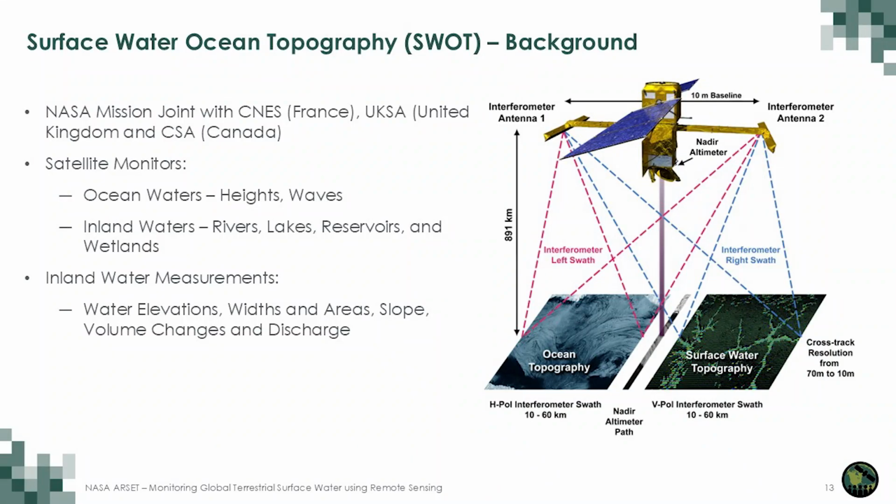SWOT is a collaborative mission between NASA and other international space agencies, and the satellite is designed to monitor both ocean and inland waters, but today I'll be focusing on inland waters. SWOT uses a wide swath Ka band radar interferometer to measure simultaneous elevation as well as width in areas. Having both of this data at the same time allows us to then estimate volumetric changes such as streamflow or lake storage change.